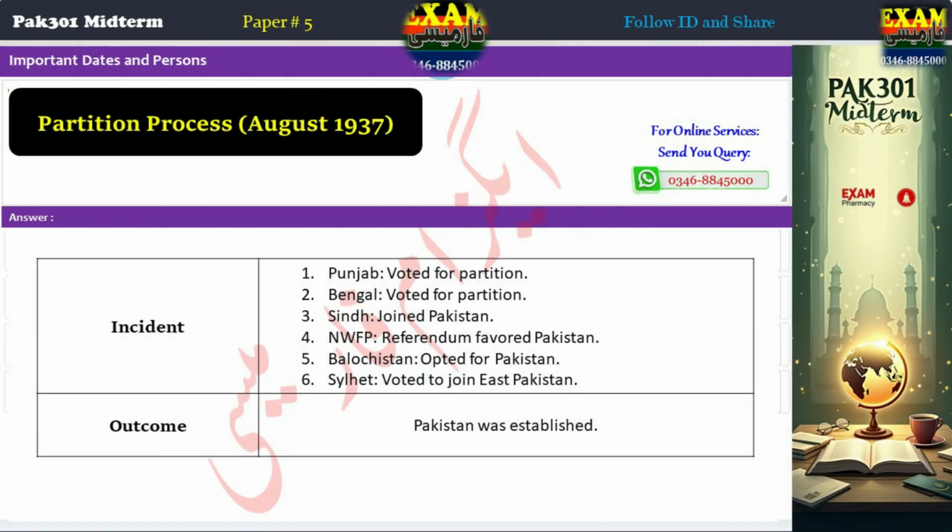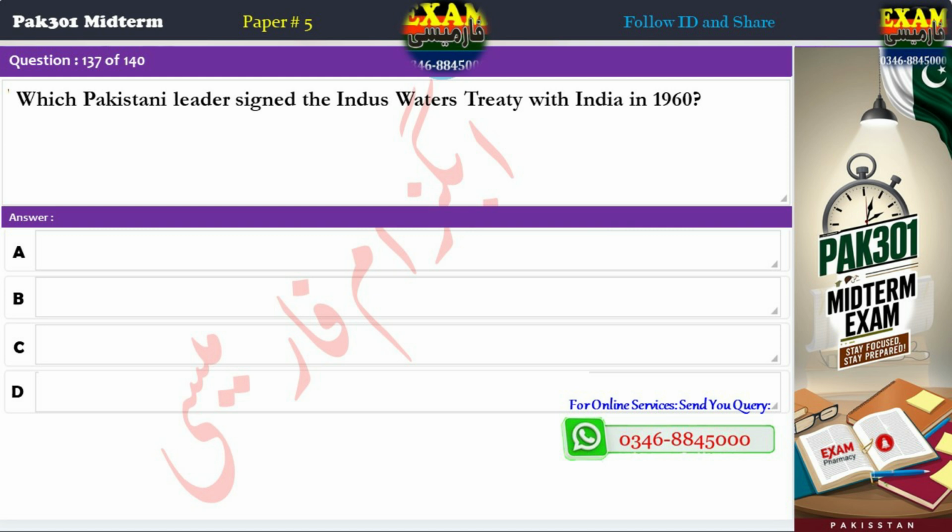Partition process, August 1947. Incident: Punjab voted for partition. Bengal voted for partition. Sindh joined Pakistan. NWFP, referendum favored Pakistan. Balochistan opted for Pakistan. Sylhet voted to join East Pakistan. Outcome: Pakistan was established.